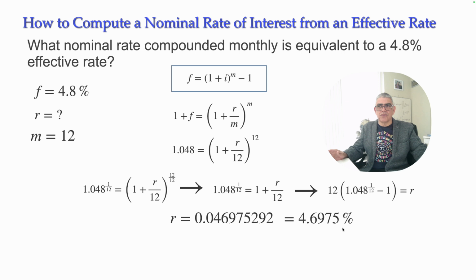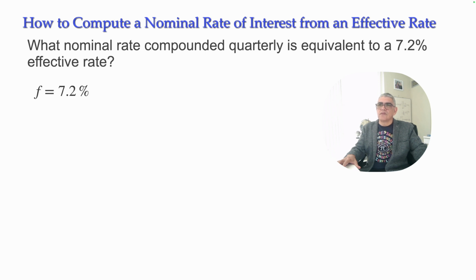Let's make another example. Every example will be done in a similar way. So let's see another example. What nominal rate compounded quarterly is equivalent to 7.2% effective rate? You have here that the effective rate is 7.2%. You need to find R, but you know that this nominal rate of interest is compounded quarterly, so M equals 4. So you compound 4 times per year.